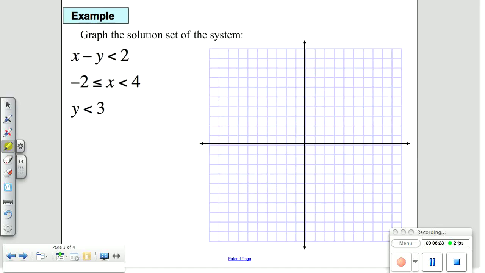Moving ahead, we now have an example with 3 equations. So we're going to get 3 equations on the graph. Let's go ahead and graph them one at a time. Let's start with the top one. We'll graph it in red.